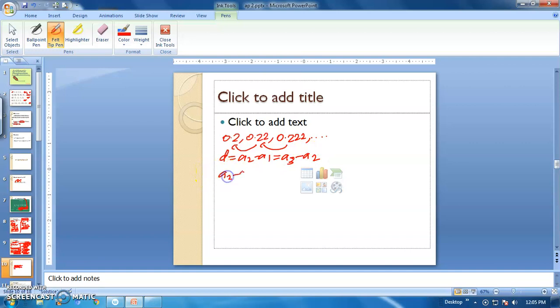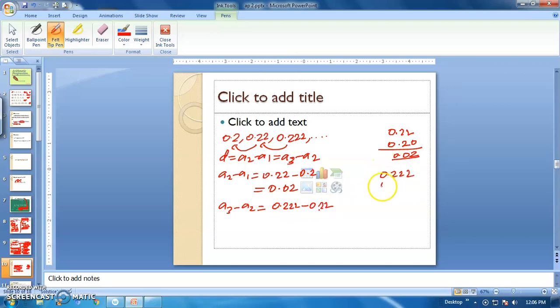So what is A2 minus A1 first? 0.22 minus 0.2. When we subtract these two, we get 0.02. Next, A3 minus A2. What is A3? 0.222 minus 0.22. Now subtract it. When we subtract, the difference is 0.002.